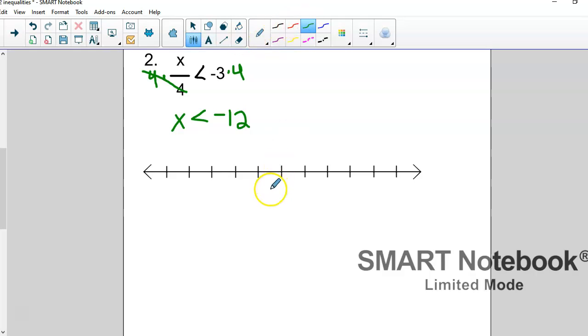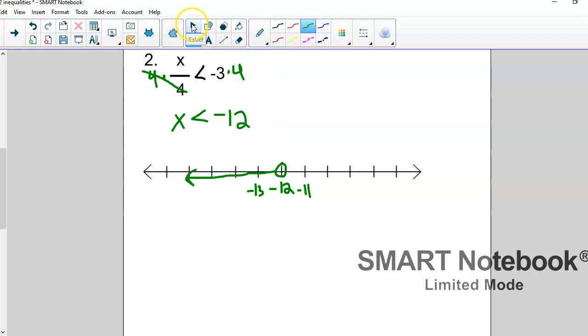I'm going to put negative 12 here on my number line, and negative 13 here, negative 11 over here. And this time, I'm going to use an open circle. This solution says x is less than negative 12. That means negative 12 is not included in the solutions. X cannot equal negative 12. So I'm going to use an open circle to show that, and then I'm going to make my arrow point toward all the numbers that are less than negative 12. So the arrow points that way.